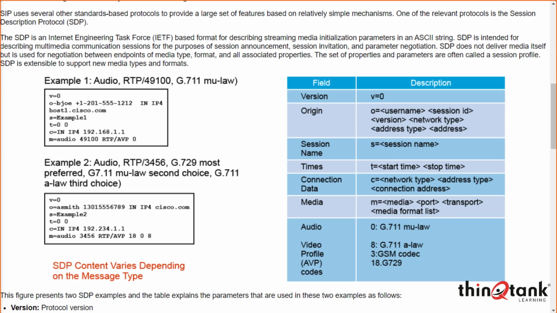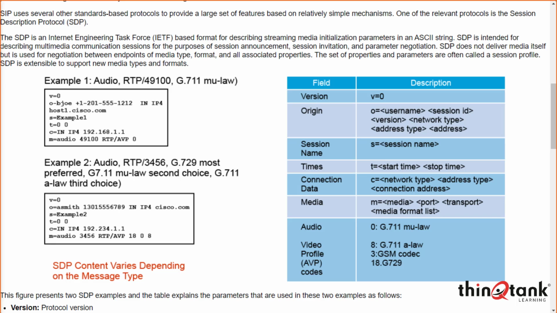The table explains the different parameters that are being used. So there's the version of the protocol. I started going through this a little bit, and I thought, well, if you can't really see it visually, it doesn't make a whole lot of sense to describe it. But the version of the protocol, the origin is who's originating the call, right? The sender of the message, and it includes things like the username, the address type, the address value, the session ID, and so on. Then we have time.